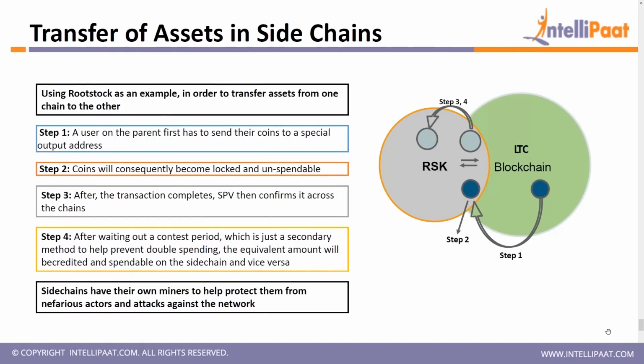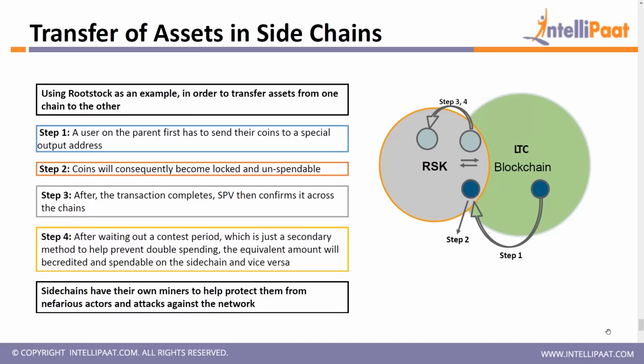Transfer of assets inside sidechains. How does it happen? Let's take an example of RootStock in order to transfer assets from one chain to another. Step one, a user on the parent chain first has to send their coin to a special output address, which is a RootStock address, and then the coin will consequently become locked and unspendable. So the moment the main blockchain starts sharing, that amount of asset is locked inside the main blockchain and becomes unusable for that amount of time inside the network. So it will not be shown in the main balance of the wallet of that node.